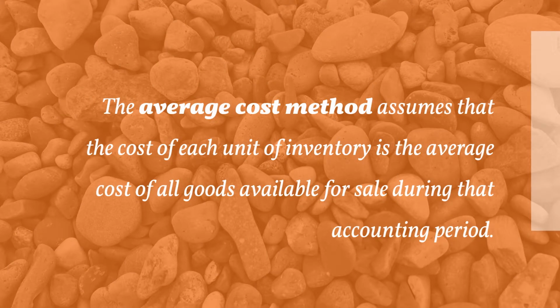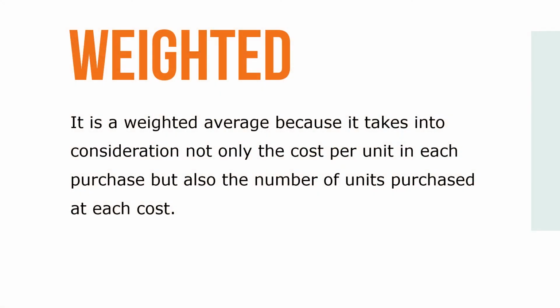The average cost method, also known as the weighted average method, assumes that the cost of each unit of inventory is the average cost of all goods available for sale during that accounting period. It is a weighted average because it takes into consideration not only the cost per unit in each purchase, but also the number of units purchased at each cost.